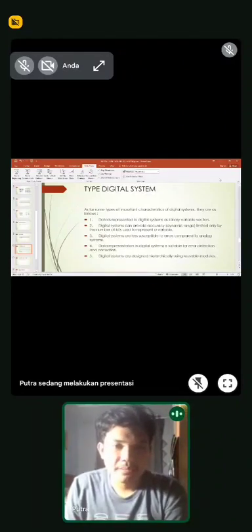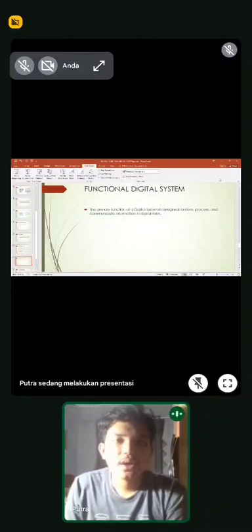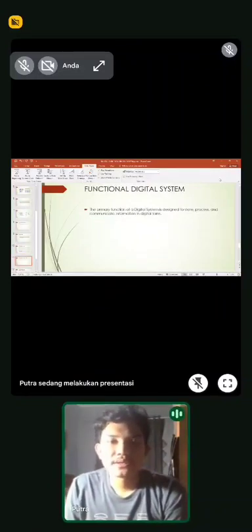Number five, digital systems are designed hierarchically using reusable modules. The primary function of a digital system is designed to store, process, and communicate information in digital form.